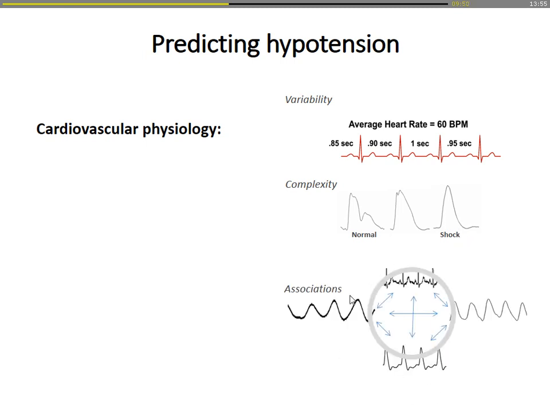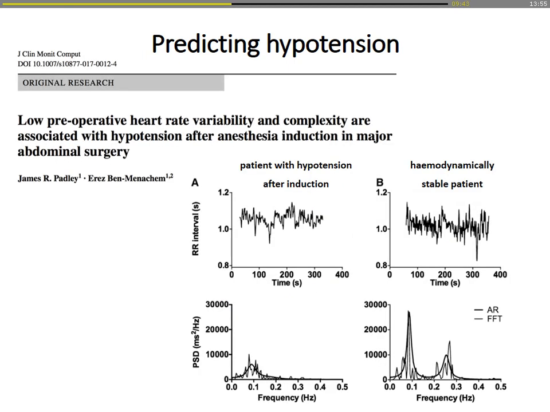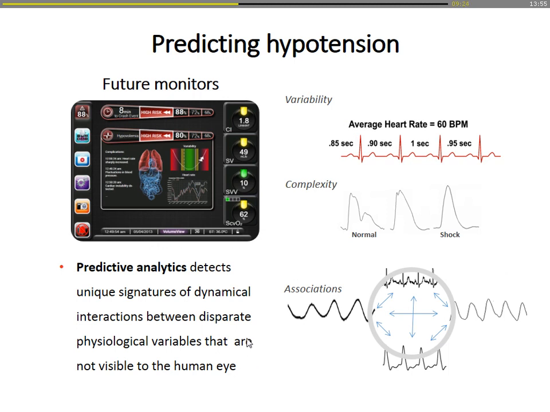And again, we also have associations between the different signals, heart rate and blood pressure and so forth, which can be used. This is just a study published recently showing that this is a hemodynamically stable patient which has this kind of variability, and if you go into shock, this was hypotension after induction of anesthesia, this variability increases clearly, as shown here.